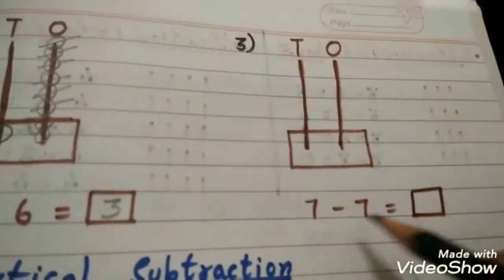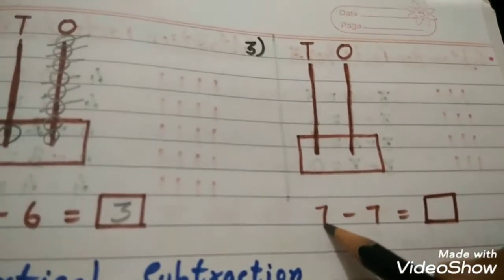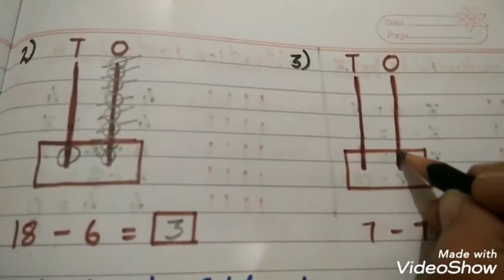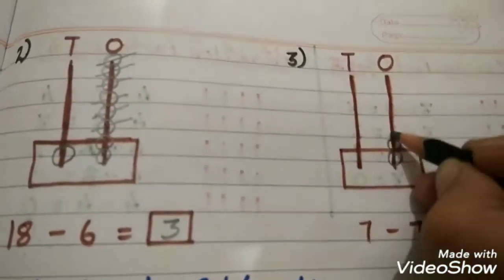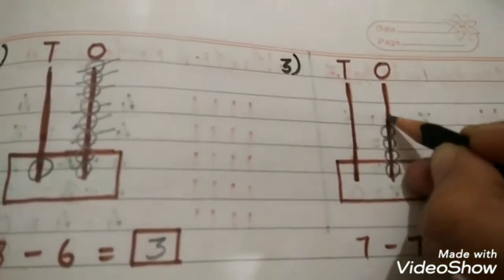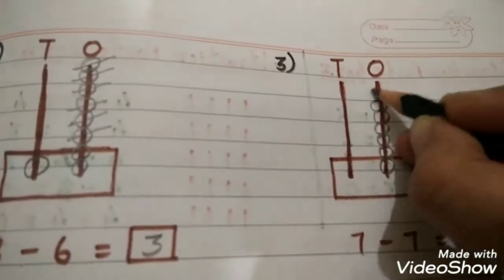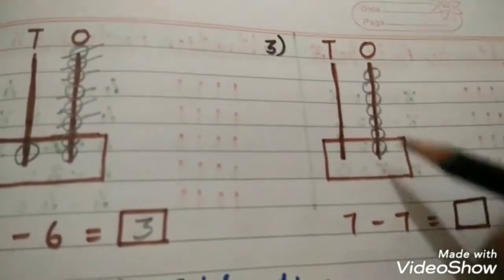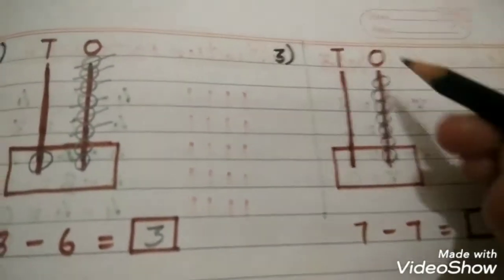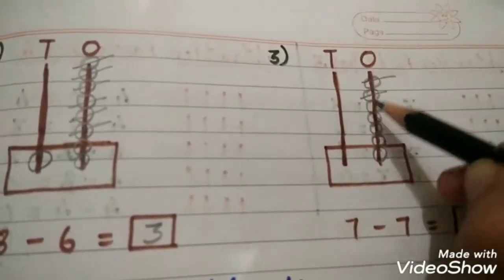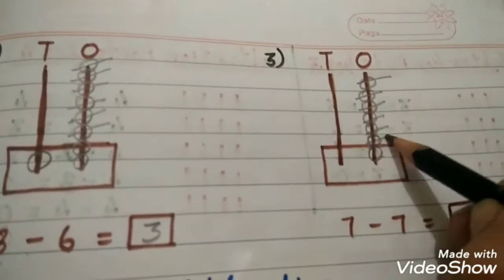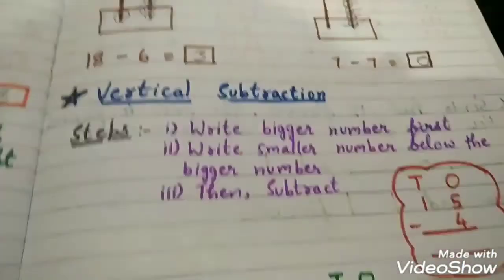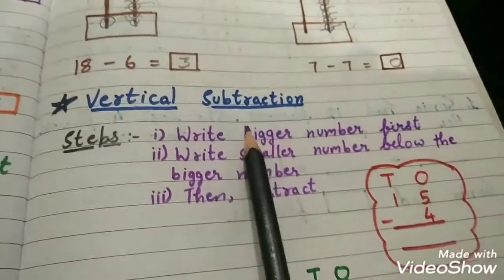Next, 7 minus 7. So we have to draw 7 at one's place, right? So let's draw with me. 1, 2, 3, 4, 5, 6 and 7. And if we minus 7 from 7, we will get what? 0, right? So 1, 2, 3, 4, 5, 6 and 7. What we get? 0. Next topic is vertical subtraction.